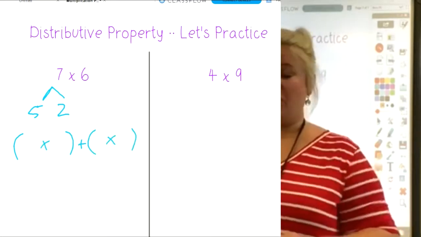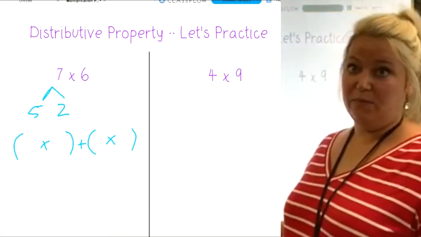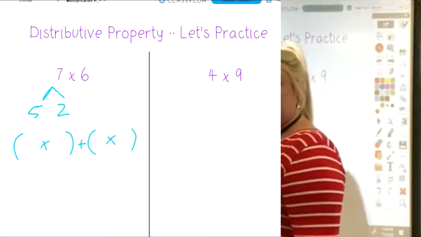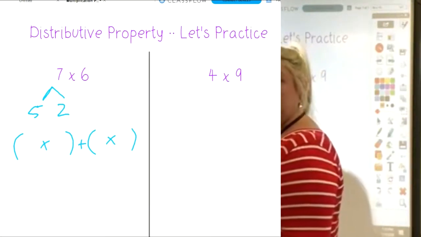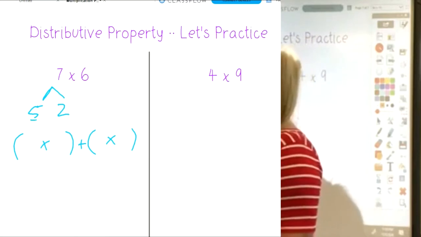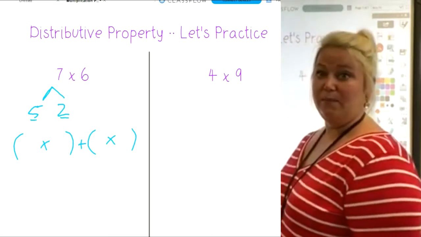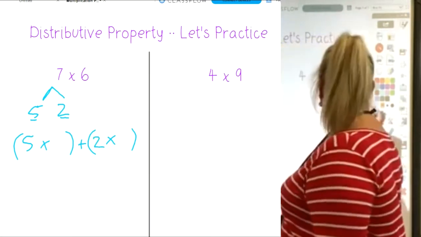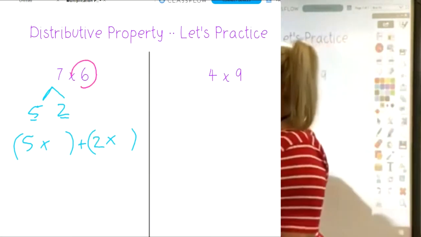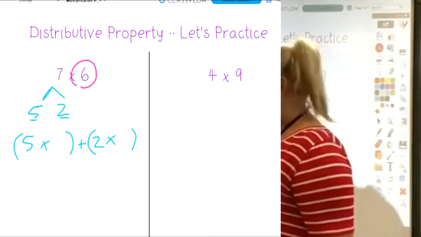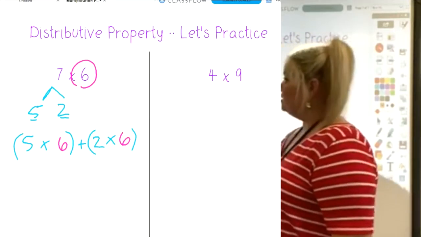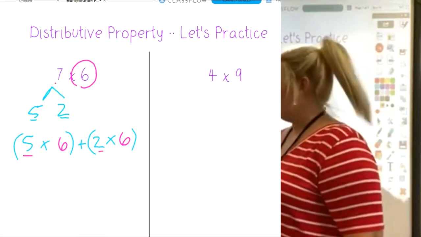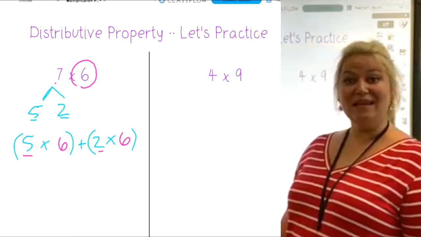Every time, before I even start my problem, I write down my formula just like this. Parentheses, multiplication sign, parentheses, plus, parentheses, multiplication sign, parentheses. I'm going to plug in these numbers into both of my sets of parentheses, a 5 and a 2. And then I'm going to take my 6 that's left over and plug it in. So now I have the 2 numbers that were broken up to make 7, and they're both multiplied by 6.